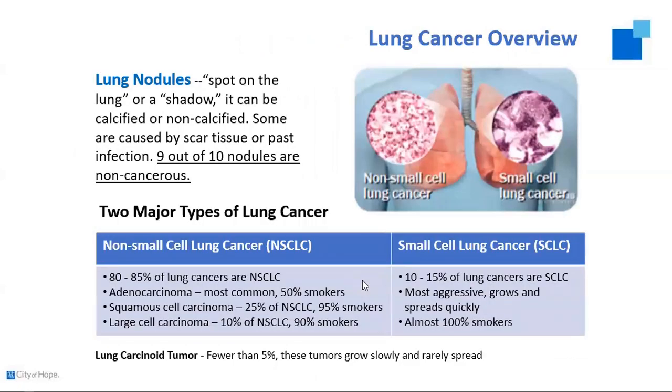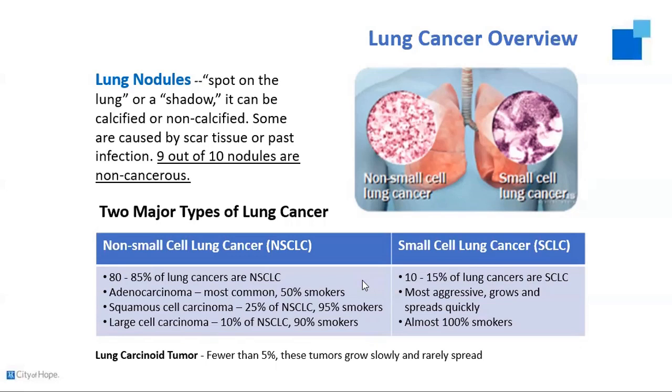So when we look for lung cancer, what we actually look for are what we call lung nodules. And lung nodules can be like a spot, a shadow, or a cyst-like appearance in the lungs. Keep in mind though that not all lung nodules that we see are actually cancer. About 90% of the nodules that we see in the lungs are actually benign, and only 10% are malignant. You will see at the bottom of the slide the two major types of lung cancer. There is what we call non-small cell lung cancer and small cell lung cancer.